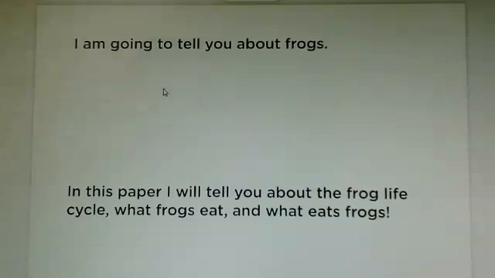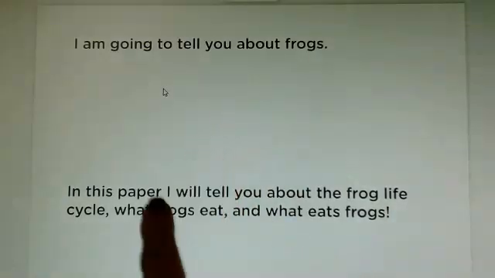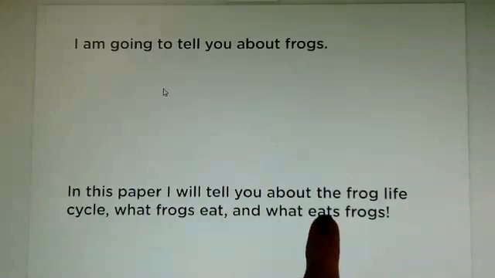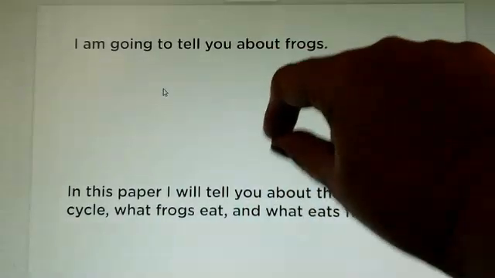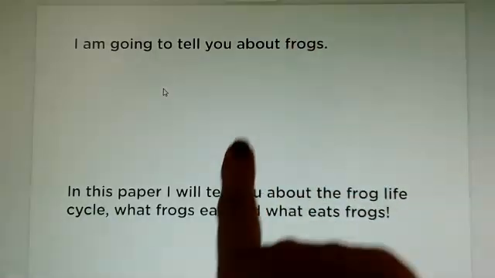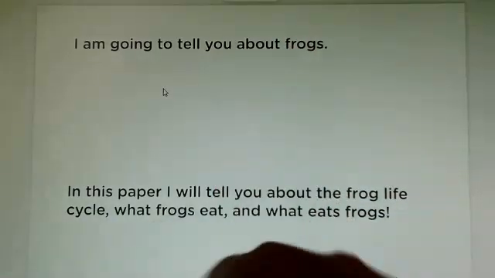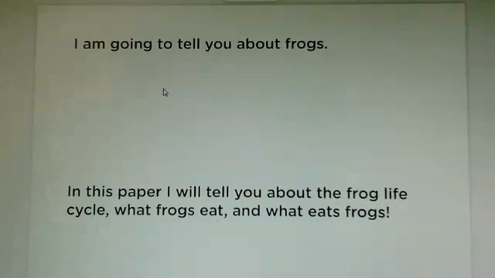So now I have the second topic sentence or thesis sentence. It says, in this paper, I will tell you about the frog life cycle, what frogs eat, and what eats frogs. Well, I told them what my subtopics are in this one. Does that make it right? Not quite. I actually need to combine these 2 sentences and tell them my topic and my 3 subtopics, but it also needs to be kind of interesting for your reader.